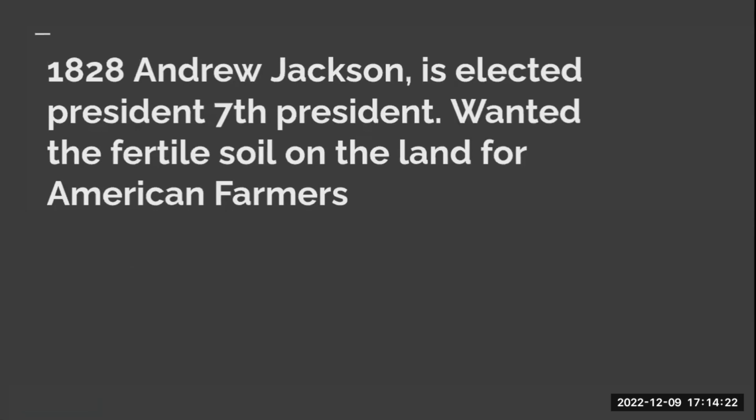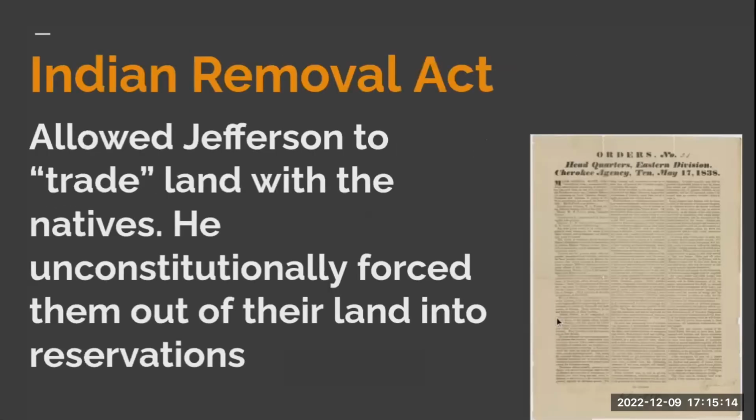Even before Andrew Jackson was elected president, the Native Americans were already losing land. The major change came because of Andrew Jackson. When he was elected the seventh president of the United States in 1828, he wanted as much fertile soil for the American farmers. As soon as 2 years after he became president, he put in place the Indian Removal Act.